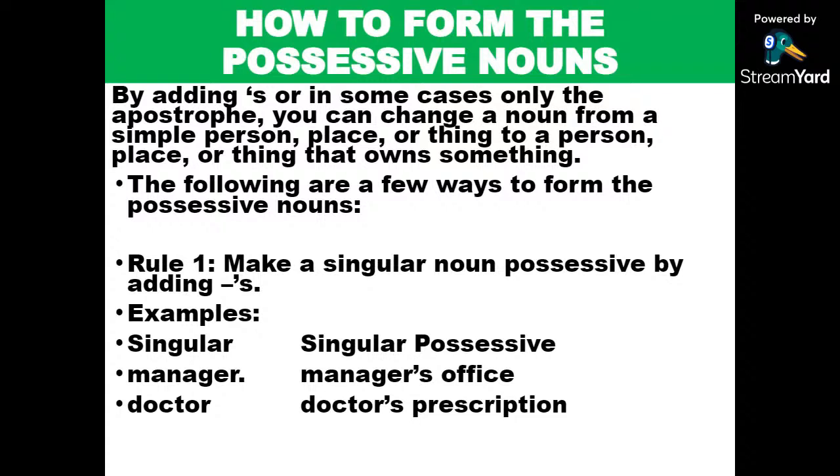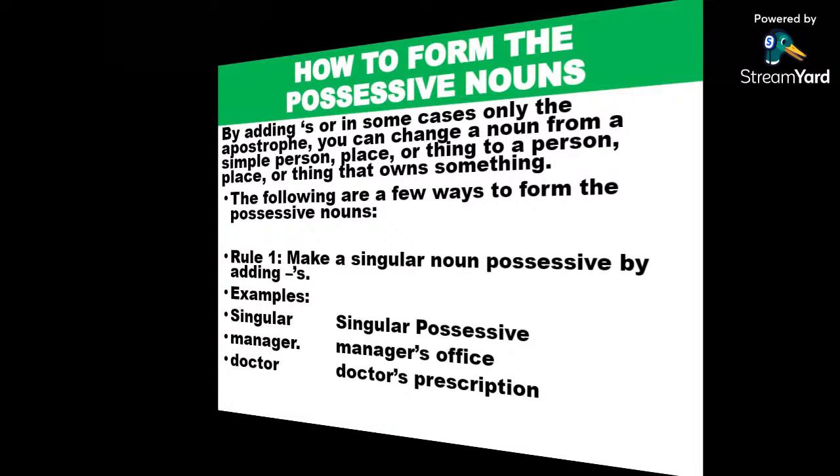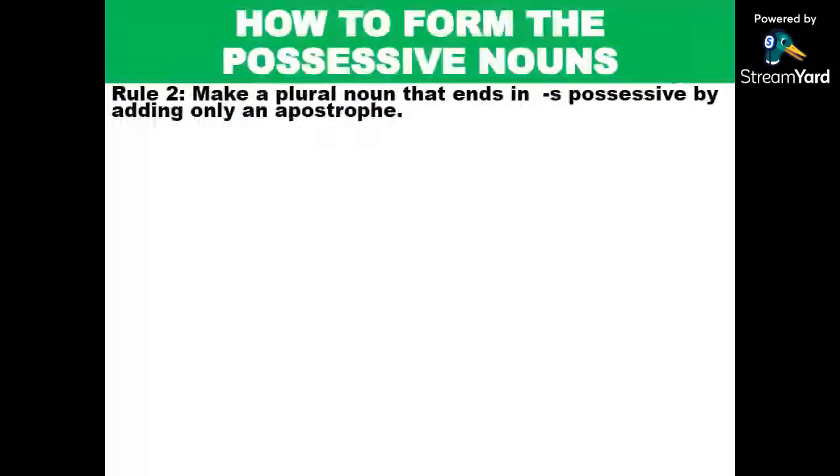Rule number 2, we are going to look at a different way of forming possessive nouns. And so in rule number 2, you simply make a plural noun that ends in s possessive by adding only an apostrophe. Because it already ends in s, the s there is a plural marker. And so when you have a noun that already has the plural marker s, all you need to do is add the apostrophe and you don't need to add s.